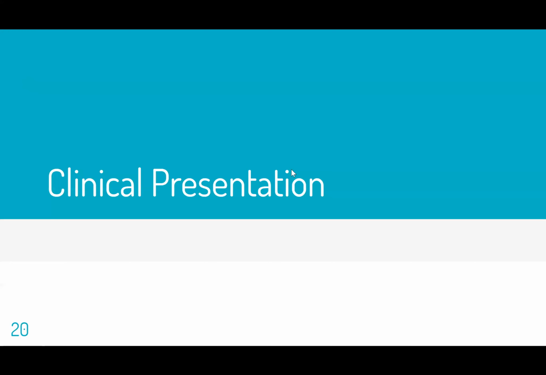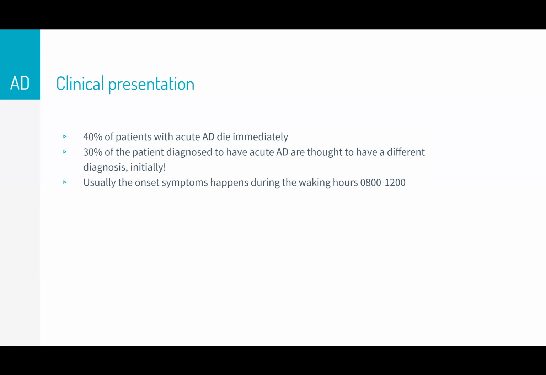So we'll move now to the clinical presentation. For the clinical presentation, 40% of the patients with acute aortic dissection die immediately. 30% of the patients diagnosed to have acute aortic dissection are thought to have a different diagnosis initially. And this is very important, and we will talk about it in the next slides.